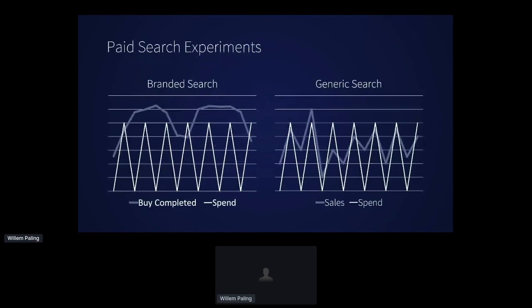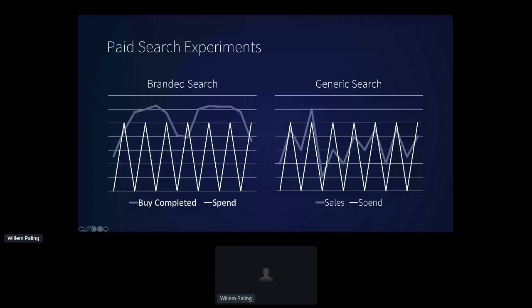To get a sense of this, we ran a lot of experiments. What we found was that we were able to vary the spend in branded search, sending it up and down, without having any impact on sales.